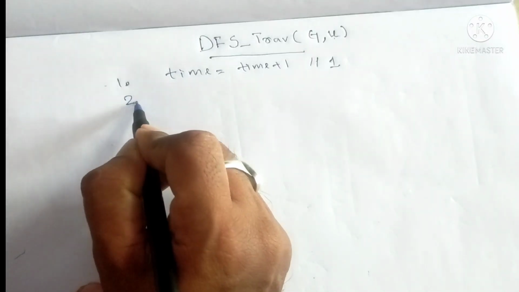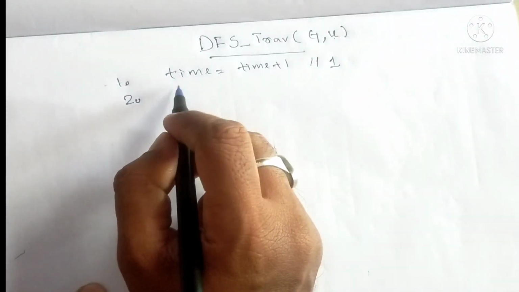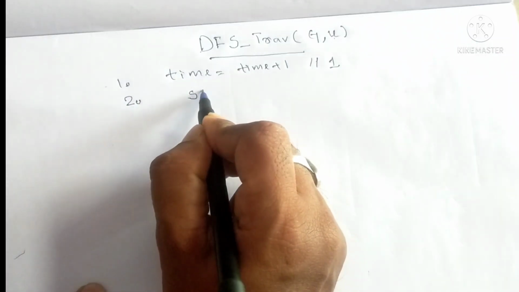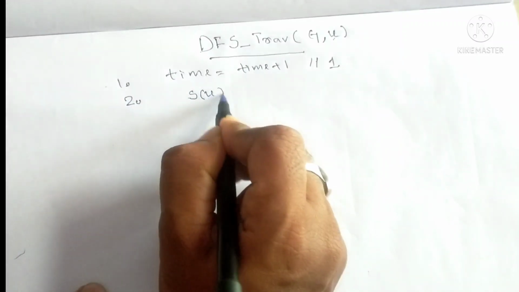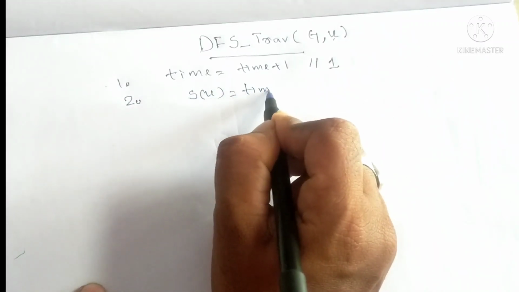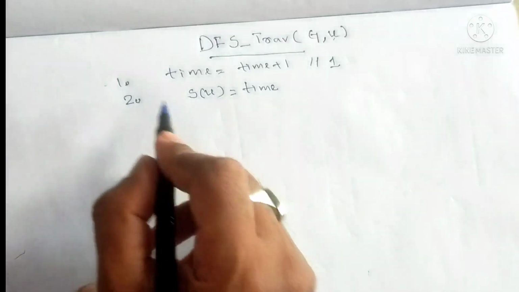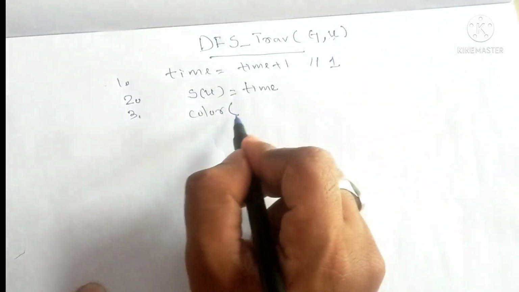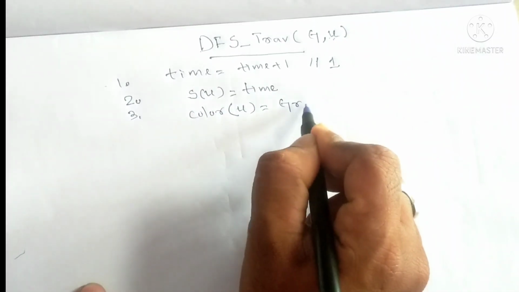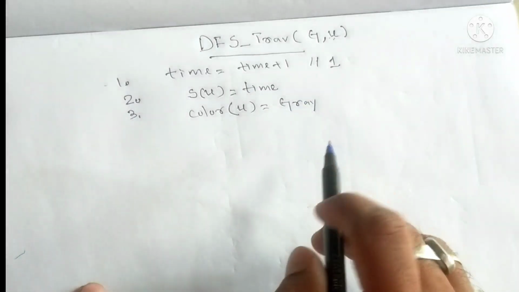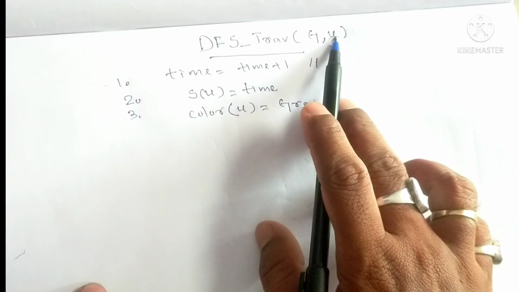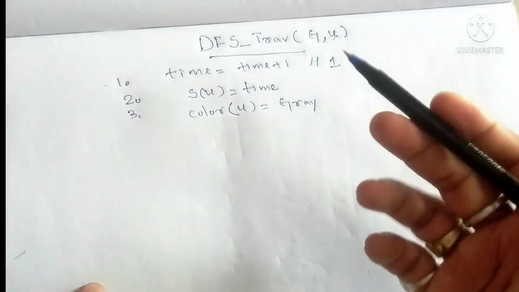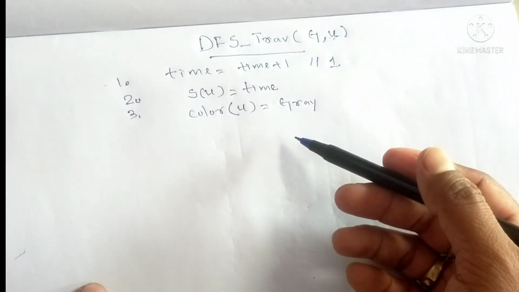The second step of your DFS traversal is to assign your starting time, I am writing S, the starting time of your vertex U, as the current time, and change the color of your vertex U to gray, so that we'll process the vertex U. Previously vertex U was white, now the color is changed to gray. Gray means processing has started. We can say it that way.